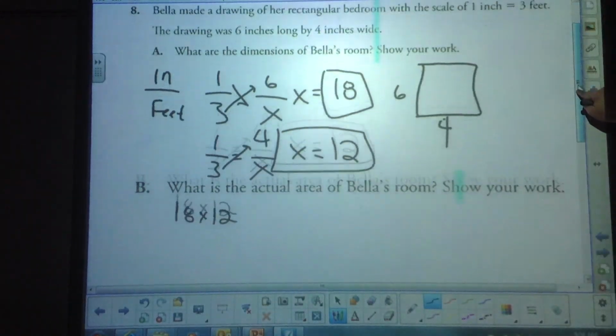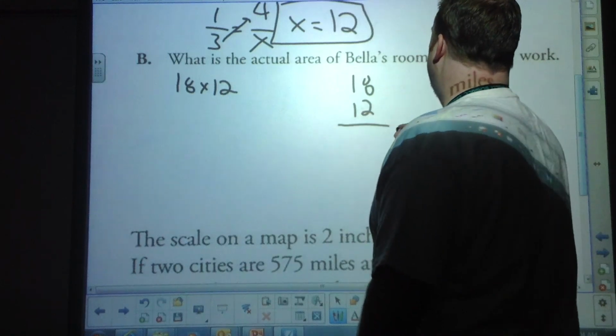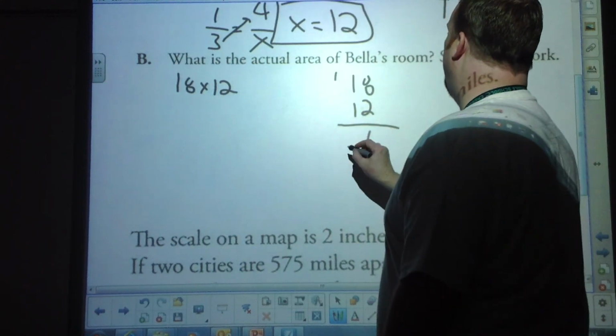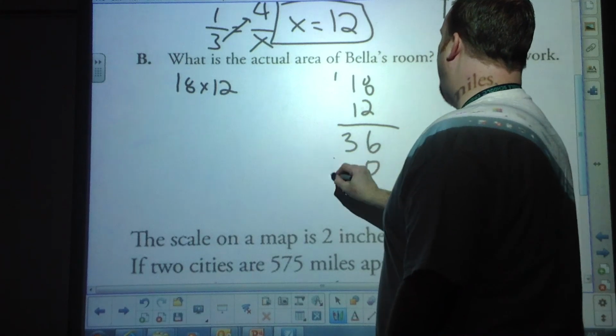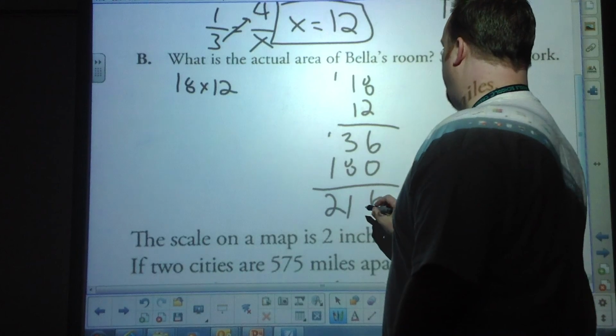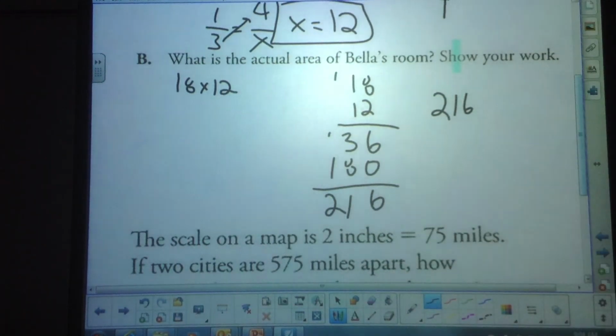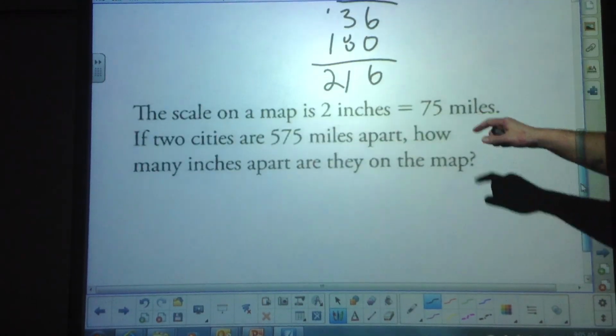Let's go ahead and figure that out now. When we're figuring out area, we say length times width. So 18 times 12, that's 6. Carry my 1, that's 3. 0, 18 here. 6, 1, 1, 2, for an area of 216. Let me just double check my math on my calculator. Yeah, that's 216.